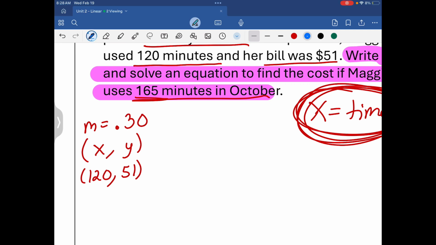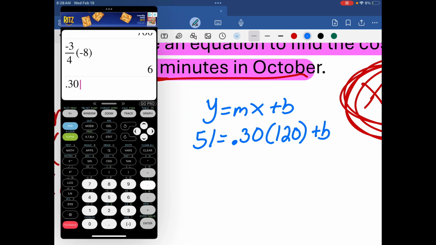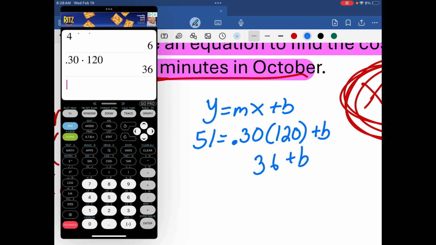Okay, so now we can do our y equals mx plus b, or slope-intercept. Our y is 51 equals our m was 0.3, our x was 120, and we have plus b. Well, I can't do that math in my head, so let's pull out our handy-dandy calculator. So 0.3 times 120, we get 36 plus b equals 51.